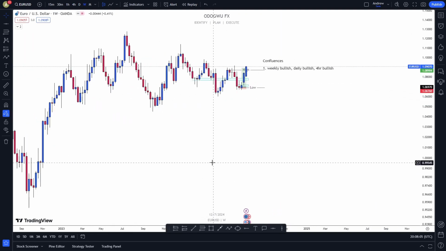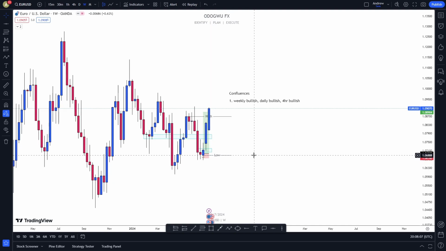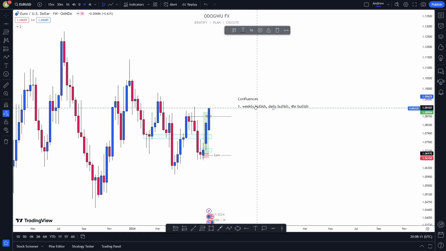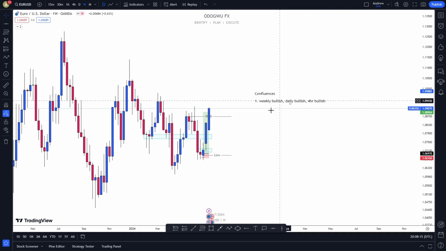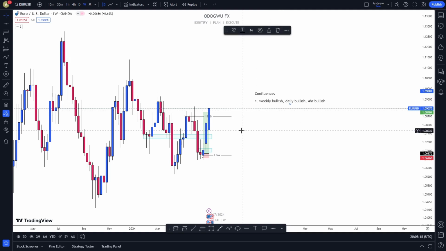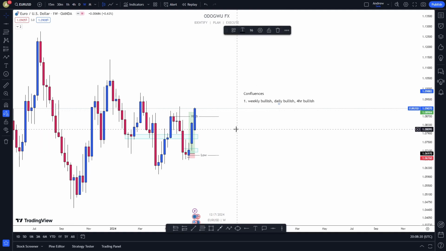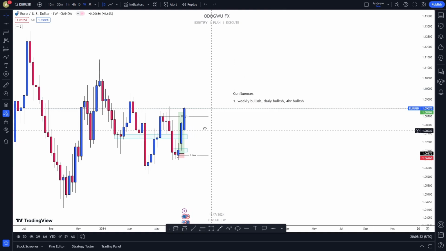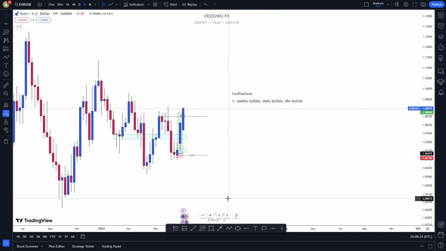So first of all, before we start our top-down analysis, there's a specific concept I will need you to understand, and that concept is the concept of time frame correlation. Now, if you don't know or understand time frame correlation, I will be making a dedicated video on that later. But for now, I want you to understand that time frame correlation simply refers to how each of these time frames move with each other.